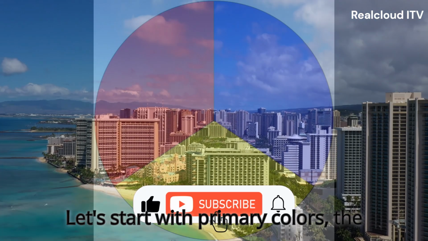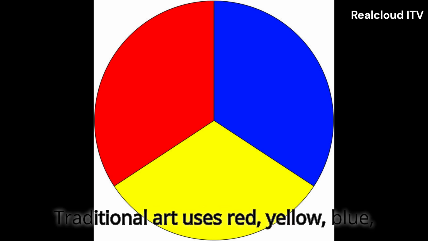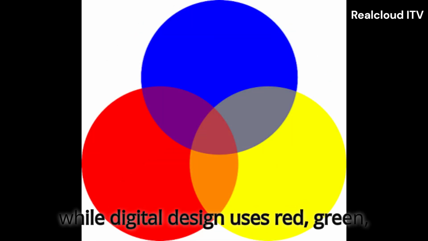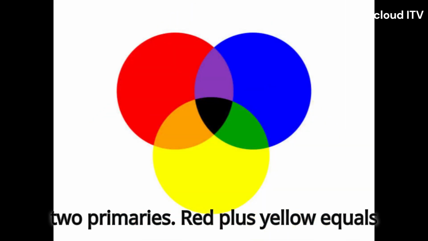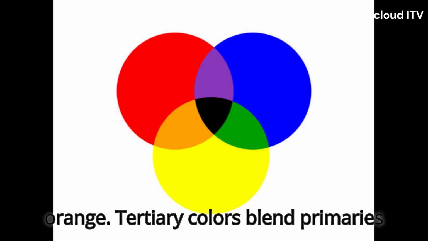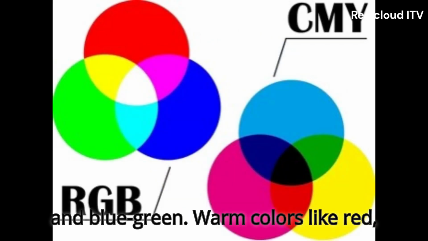Let's start with primary colors, the foundation of all color theory. Traditional art uses red, yellow, blue, while digital design uses red, green, blue. Secondary colors form when we mix two primaries. Red plus yellow equals orange. Tertiary colors blend primaries with secondaries, creating yellow-orange and blue-green.